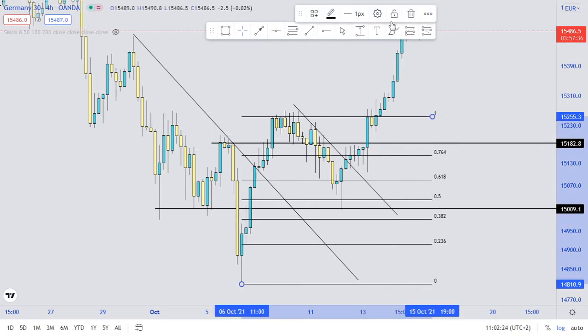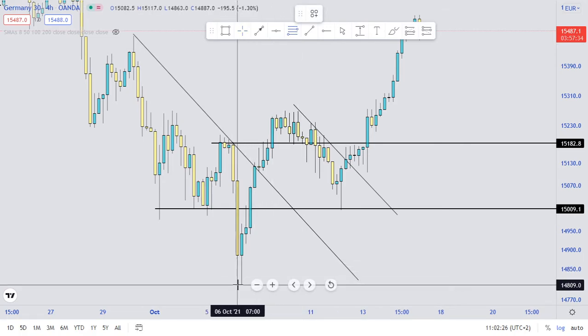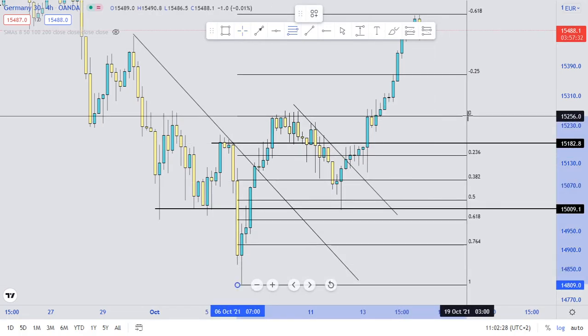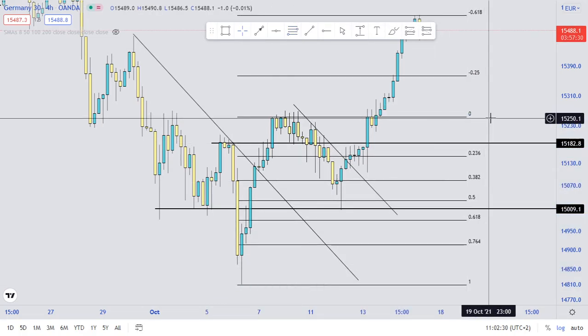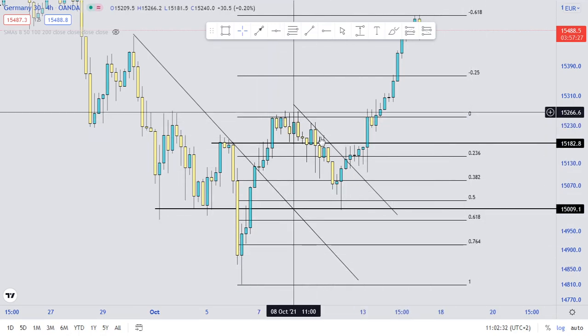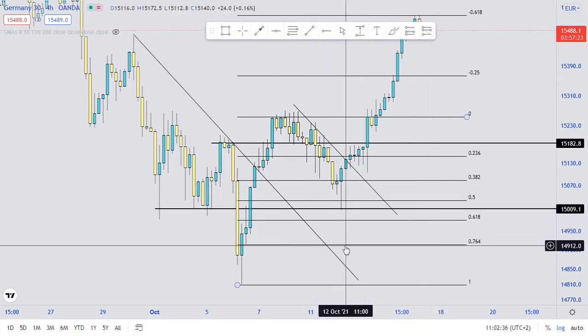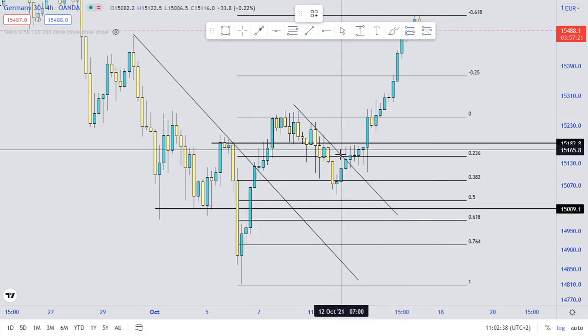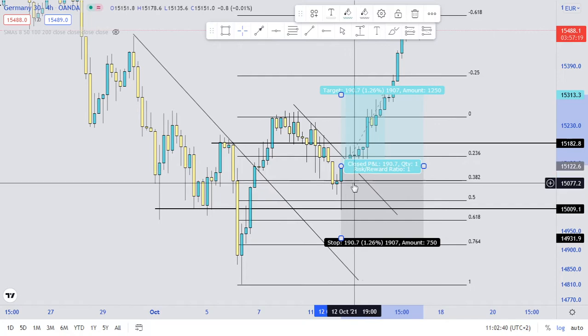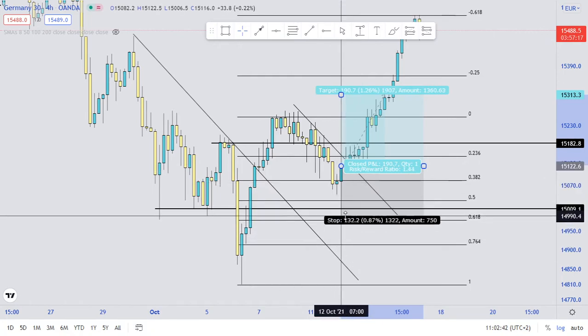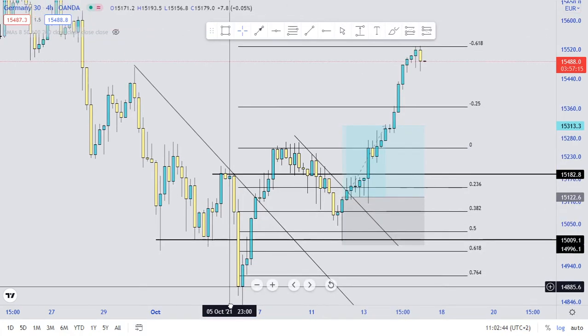Oh wow, I think I drew this thing the wrong way, guys. Yeah, I did. So now you guys can see that price did respect my 50 on my Fibonacci, right? We could take your entry right there, take your position right there, and keep a stop under the previous candle low right there.